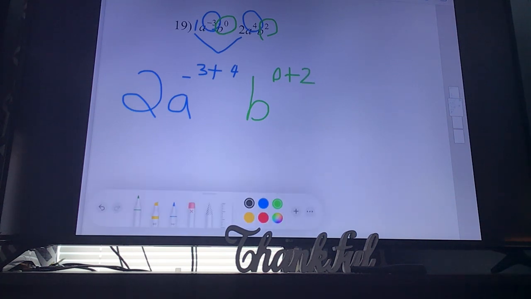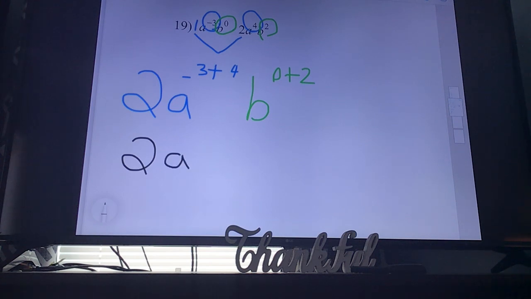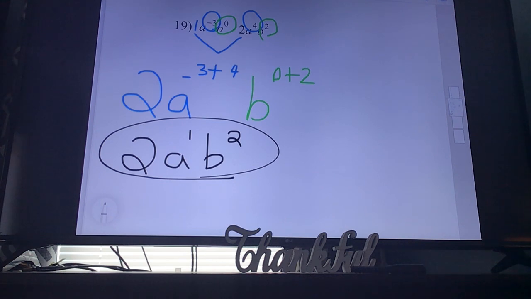Okay, and so we're going to end up with 2a, negative 3 plus 4 is 1. b, 0 plus 2 is 2. Okay, do we have any negatives? Do we have any zeros? No, and so we're done.